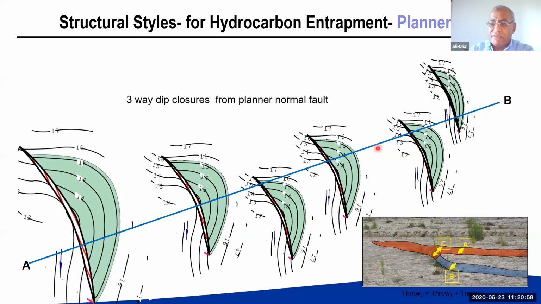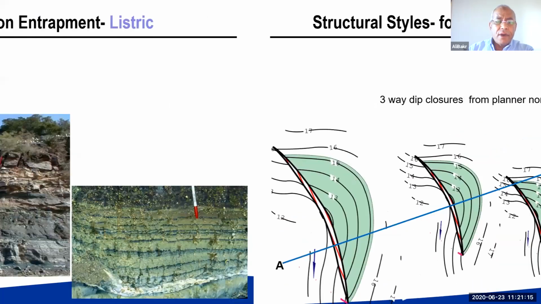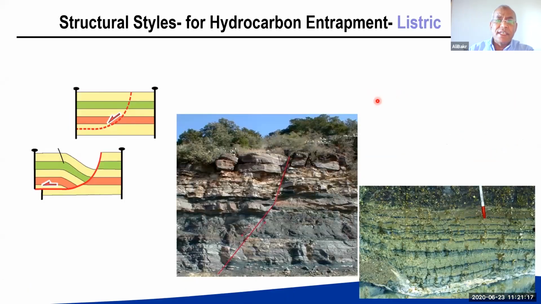Actually, many fields in the Western Desert of Egypt are like this. In Libya, it's just like this. In Sudan, it's just like this. All of North Africa has this kind of planar fault shape. Jump to the next one, which is the Listric fault.